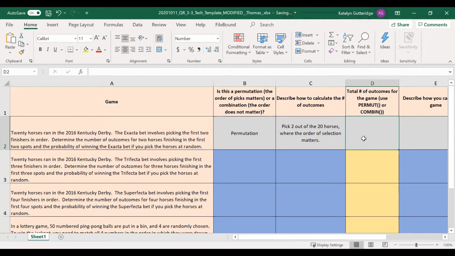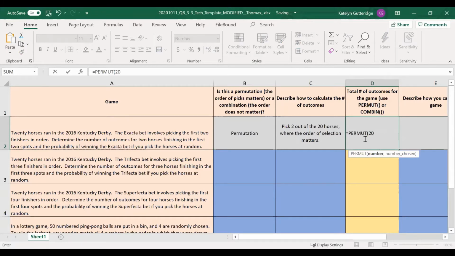To calculate the total number of outcomes, this is where you use that permutation or combination. Since this is a permutation, we will use the PERMUT function in Excel. If it was a combination, you would use the COMBIN function. So I'm going to type my equals, then PERMUT, open parentheses. When you use these functions, you need to put the total number of things you're choosing from. So we are choosing from 20 horses. From those 20 horses, we are picking 2.